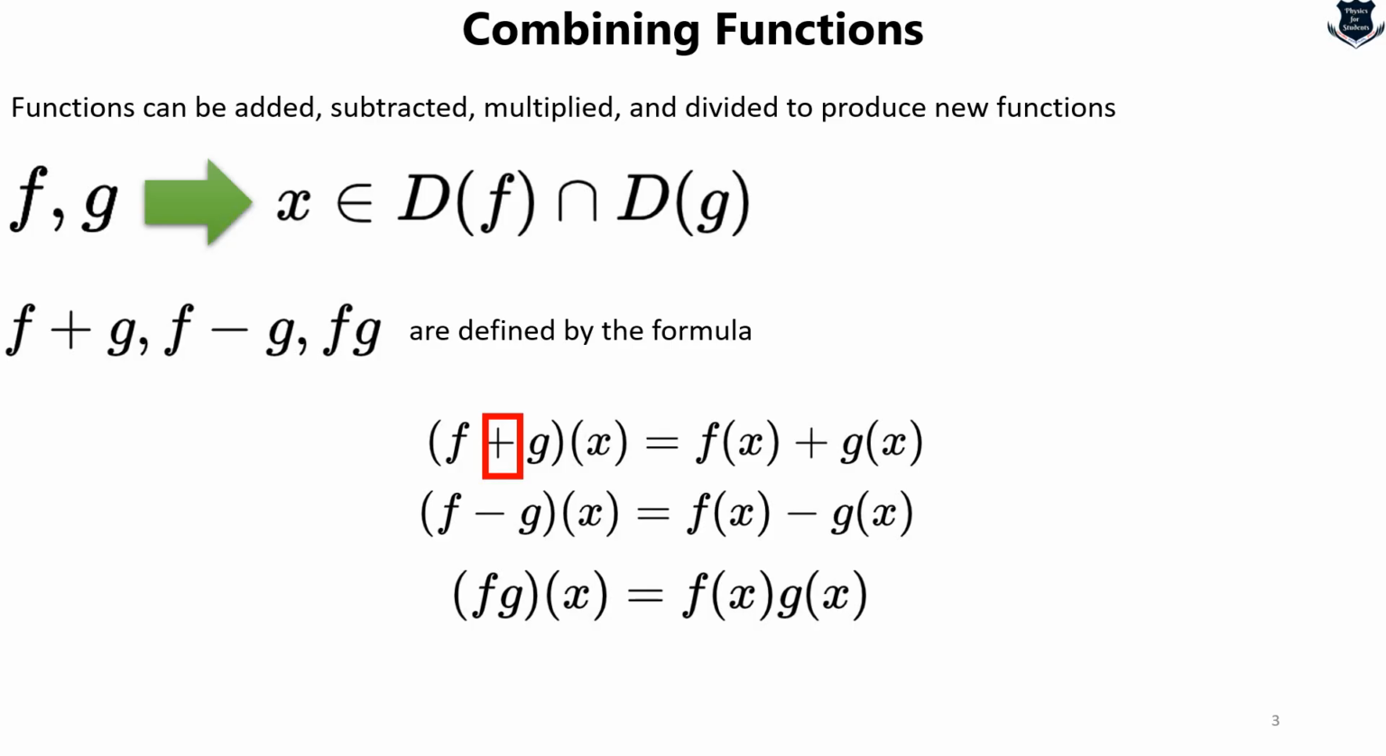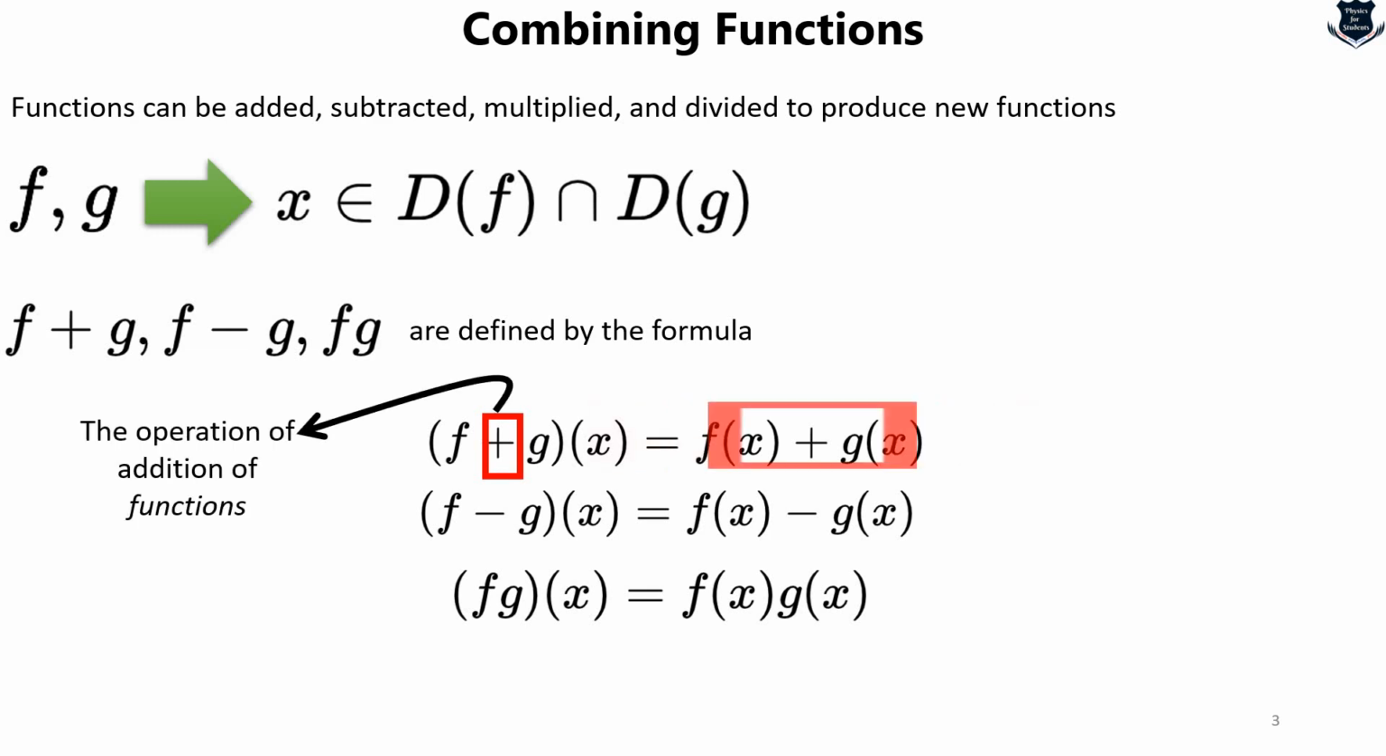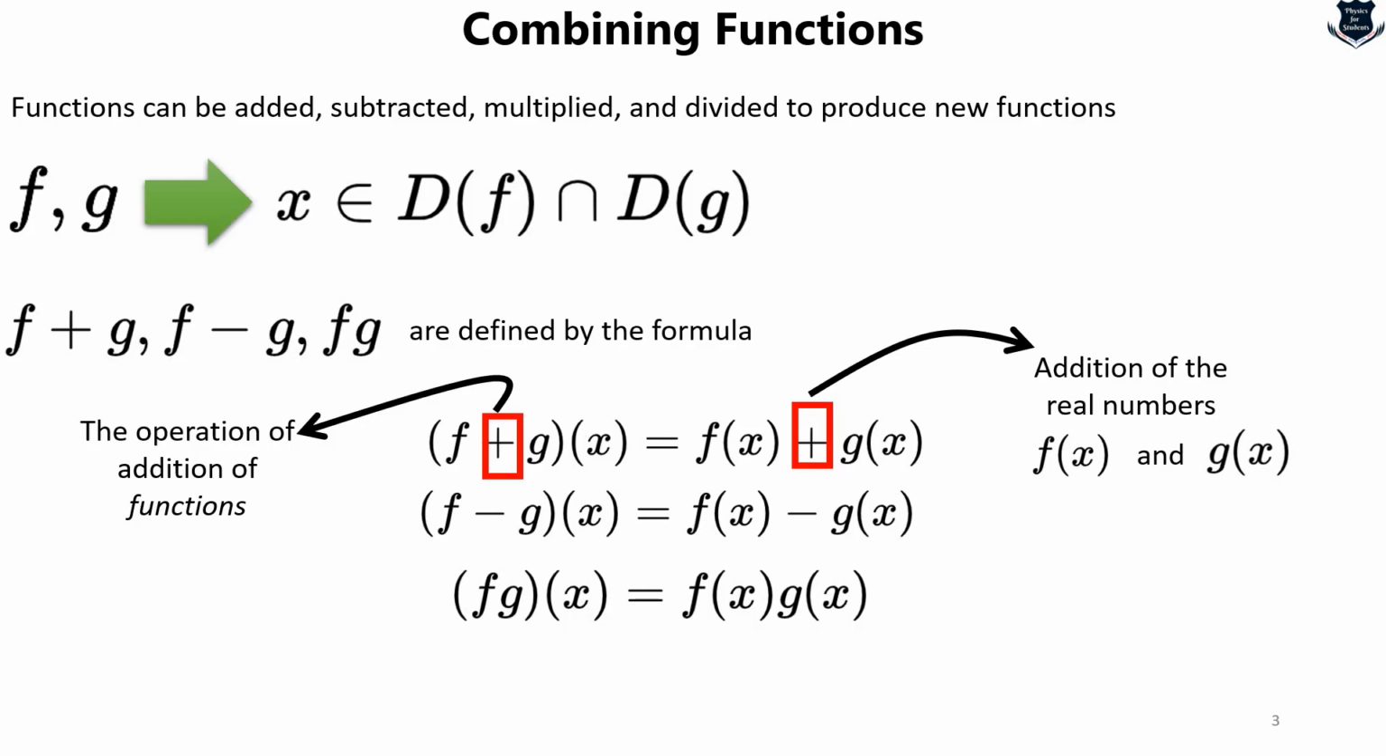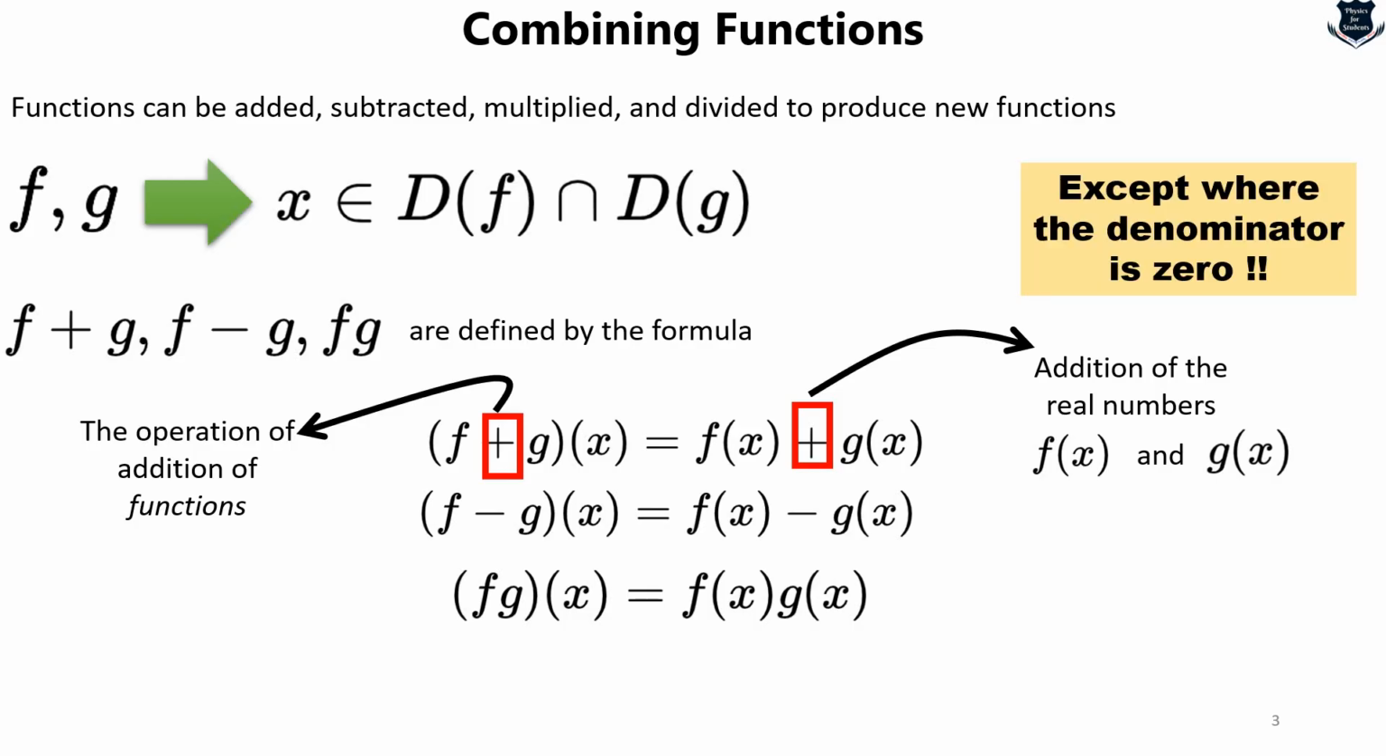Note one thing: the plus sign on the left hand side of the first equation represents the operation of adding the functions, whereas the plus sign on the right hand side means addition of the real numbers f(x) and g(x). And you have to remember that this is except where the denominator is 0, because otherwise the function will be undefined.